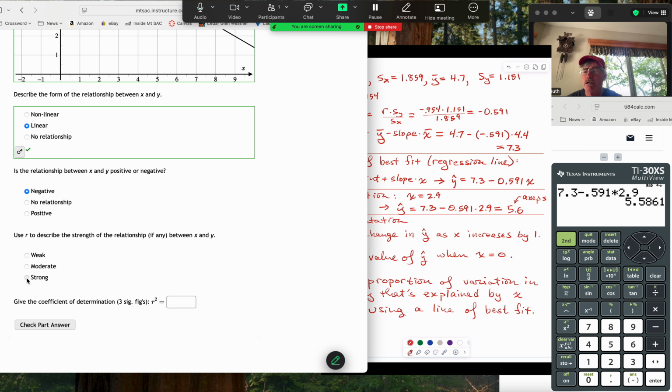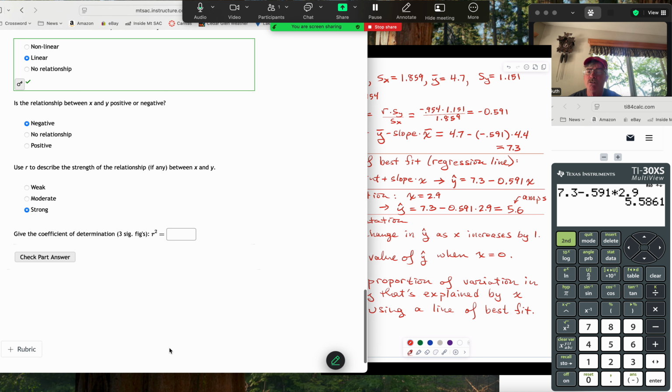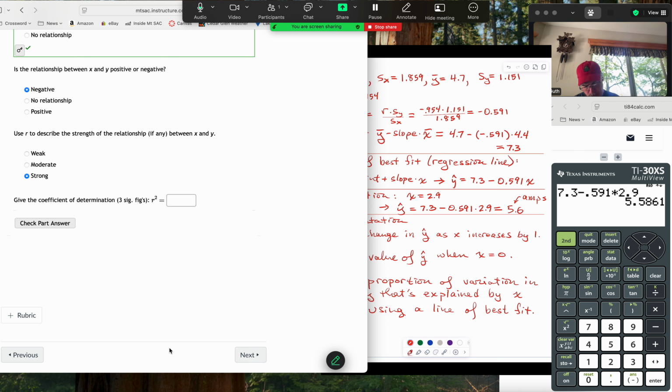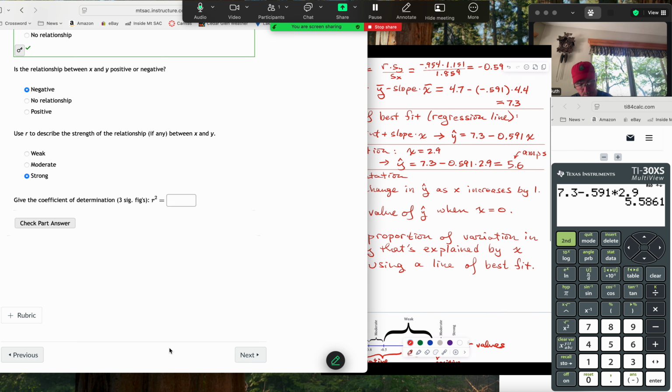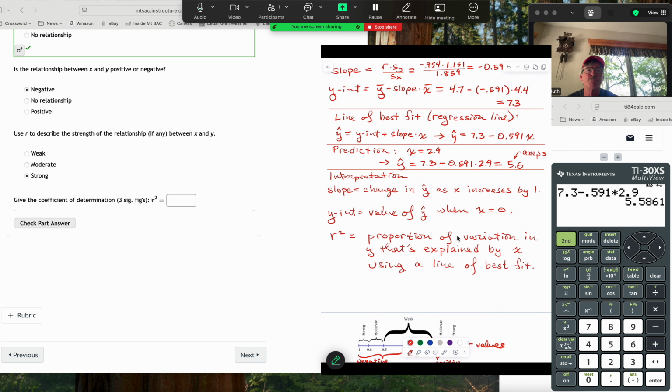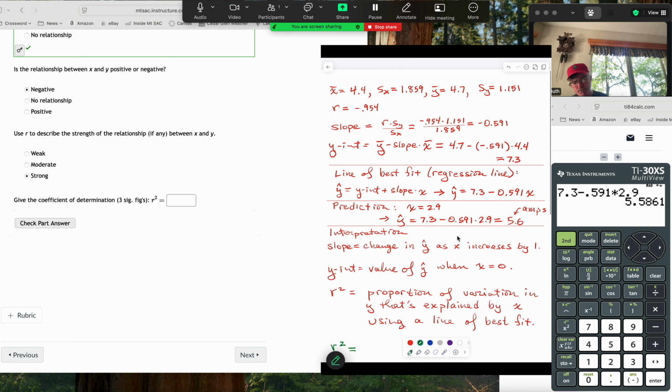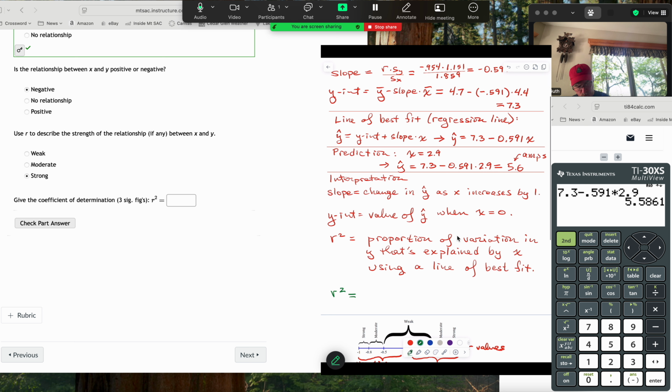Okay. And now it's going to ask for the value of R squared, which I don't know if I made a space for that. So I'll do it down here on my iPad. Let's see if I do it in green. You can see that better. R squared is, we'll just get that R value, which is negative 0.954. And we're going to square that.